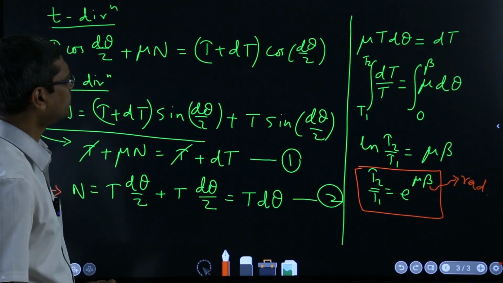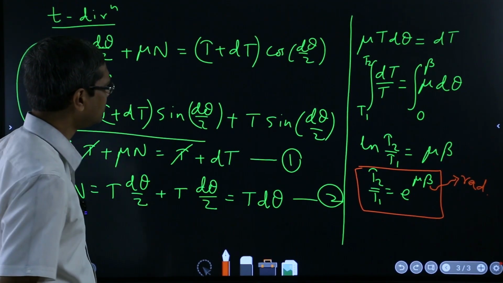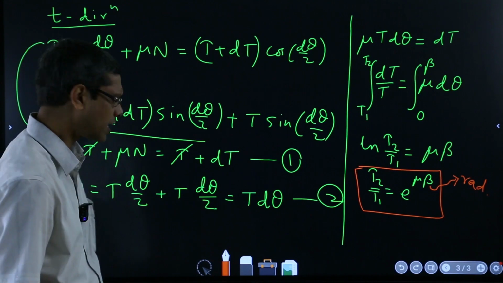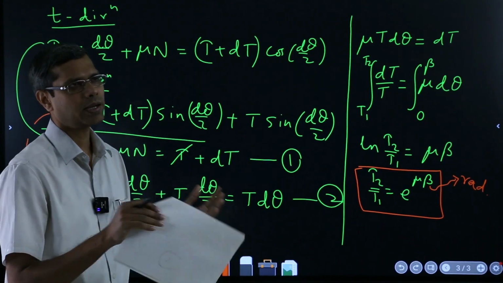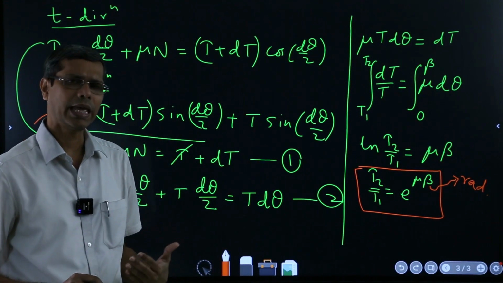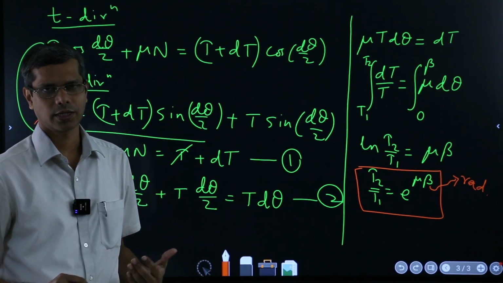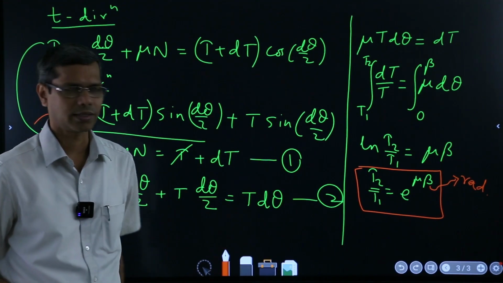Okay. So that's the formula which I wanted to derive, and that is the concept behind any pulley drive systems which can be discussed in later segments.